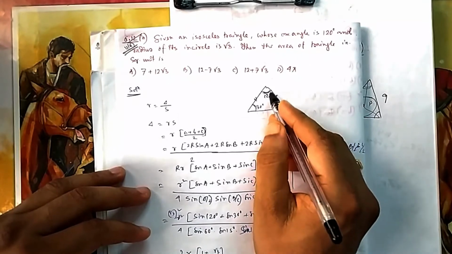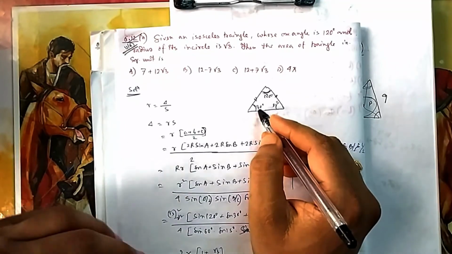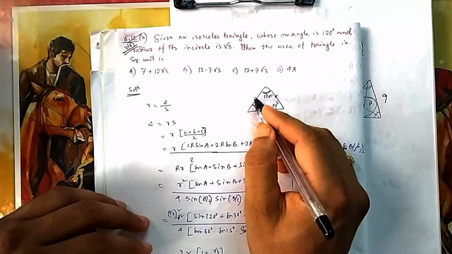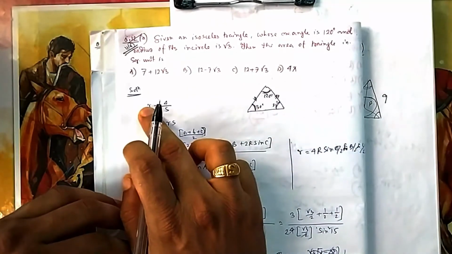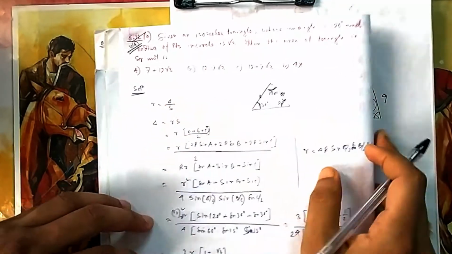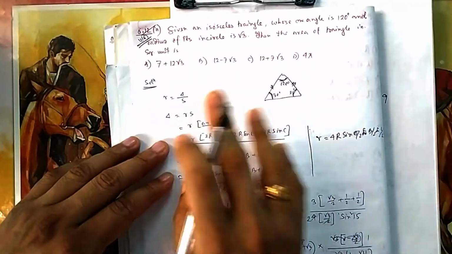If you make these two equal to 120, then this is 120, this is also 120, so the sum will cross 180. It is not possible. So obviously these two angles should be equal. So all angles you know, and you know r. You need to find delta. So that's what you will do with all the angles.